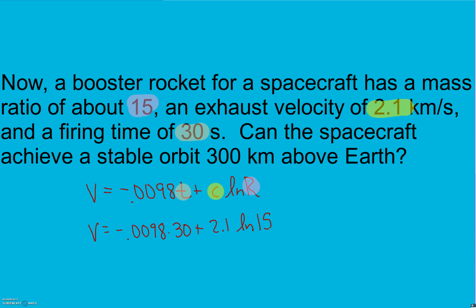Okay, here I got 5.39 kilometers per second. So, can the spacecraft achieve a stable orbit 300 kilometers above the Earth? No. And it can't because 5.39 is not greater than or equal to 7.7. And that's what we need. We need the kilometers per second to be at least 7.7 in order for it to attain a stable orbit 300 kilometers above the Earth.